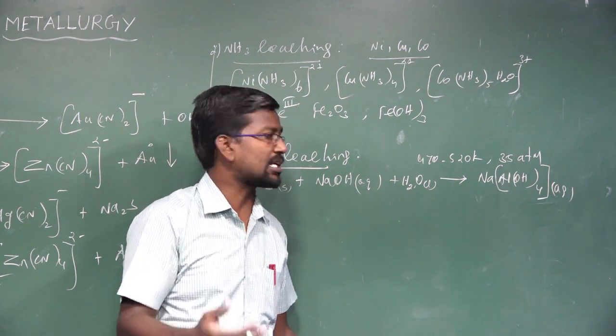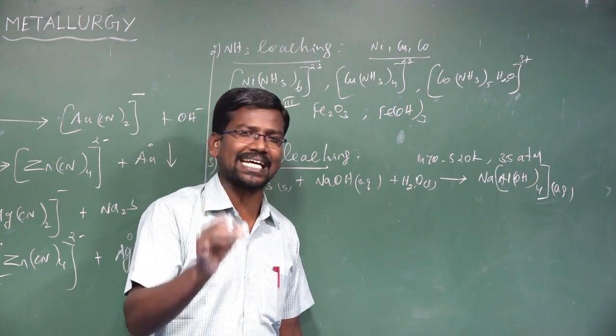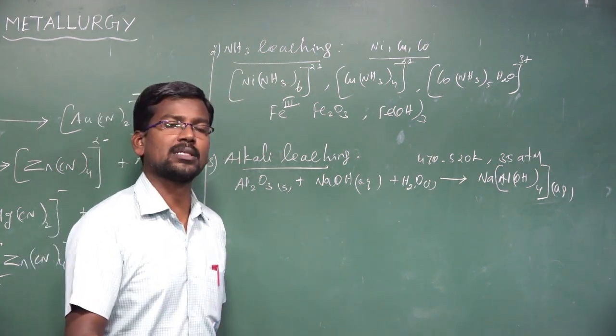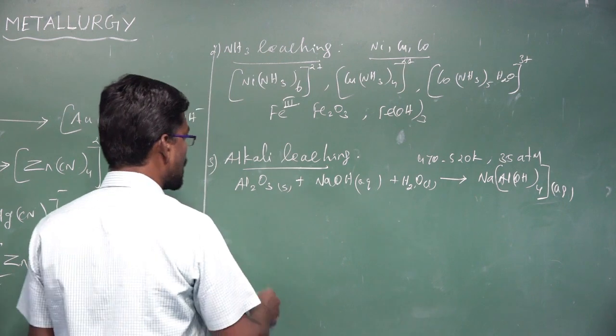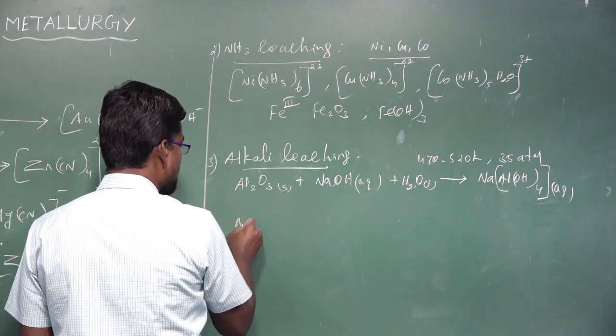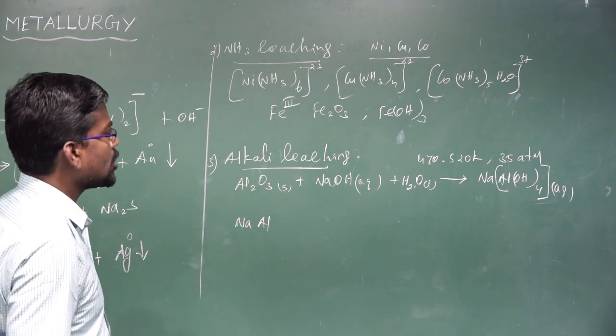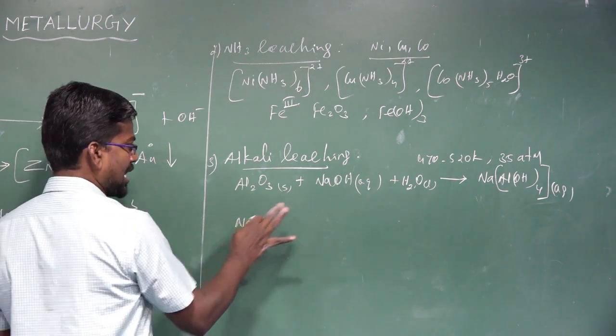The hot solution of sodium meta-aluminate is first decanted and cooled, then diluted and neutralized by passing carbon dioxide. What precipitate? What is the name of the precipitate? Sodium meta-aluminate is the name of the precipitate.